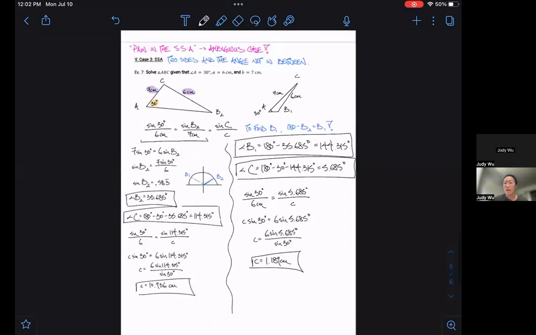So sometimes when we have an SSA case, we actually have 2 triangles, right? This is a case when we have 2 triangles. But like I said from the applet we saw at the beginning, sometimes we only have 1 triangle and sometimes we have no triangles at all, okay? So let's take a look at those two cases.